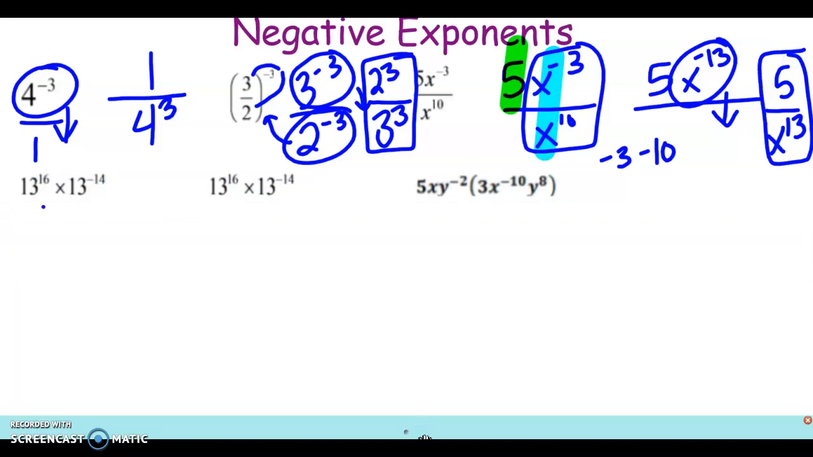Okay, so the bases are the same. I just need to add the exponents together.